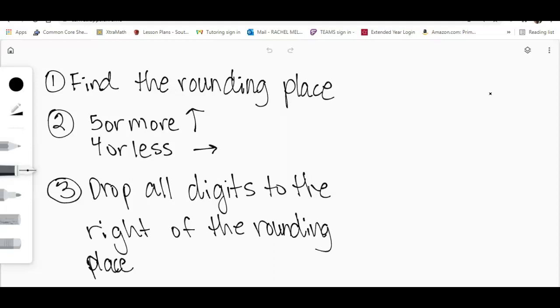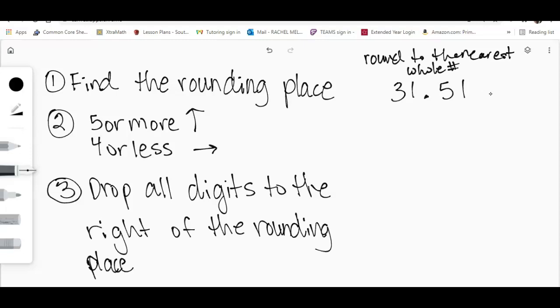All right, so let's review these steps. The first step is to find your rounding place. That could look one of two ways. I could have something like, let me write this out, let's say I have 31 and 51/100ths, and my directions tell me to round to the nearest whole number.